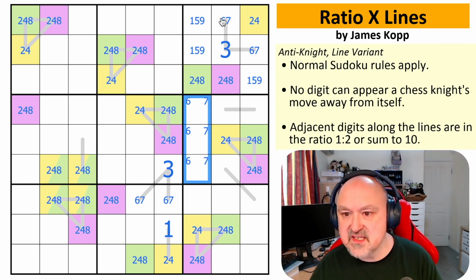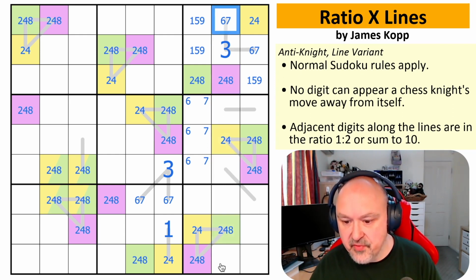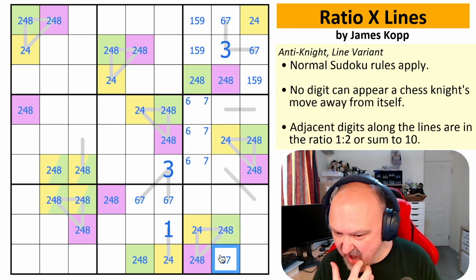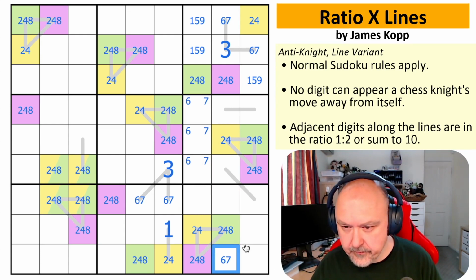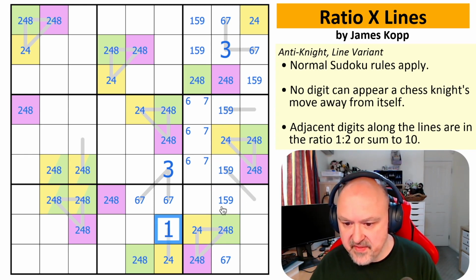So now where does 6, 7 go in this column? Can't put them there, can't put them there, can't put it there, can't put it there. So this is a 6, 7 pair. So what are these? 1, 2, 3, 4, 5, 6, 7, 8, 9. So these are 1, 5, and 9. And that's not a 1.